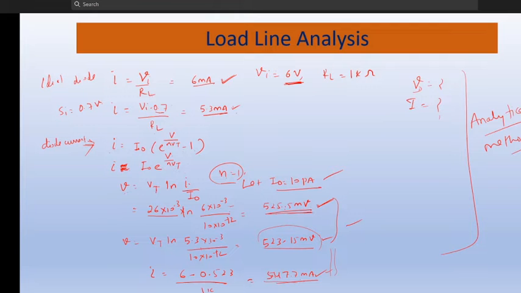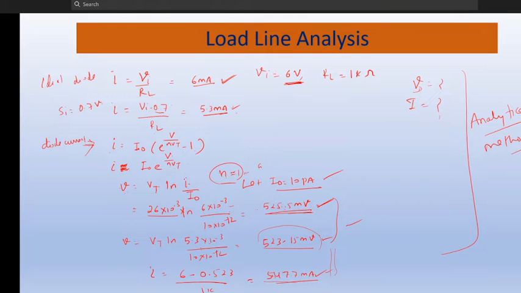After I equals I naught e to the power V by eta Vt, what is eta? Eta equals 1 for germanium and eta equals 2 for silicon. That is basically the diffusion coefficient, which defines the diffusion rate. So from this equation I just take out V, giving Vt log I upon I naught. I wrote the equation this way, taking the value of eta as 1. Consider eta equal to 1 and I naught equal to 10 picoampere, and just put this value here.